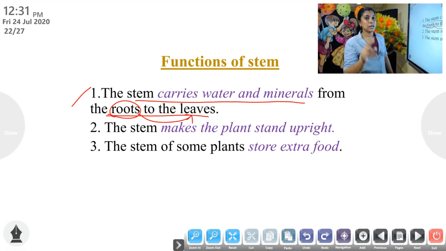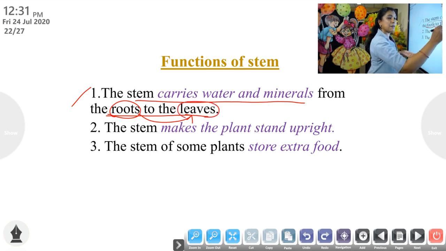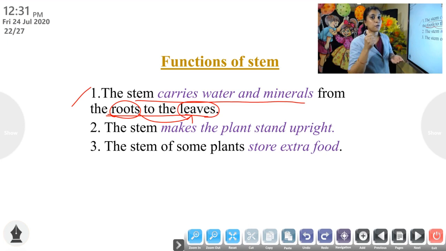You learned that the roots of the plant absorb water and minerals from the soil, right? Roots absorb water and minerals from the soil, and from the roots the stem carries that water and minerals to where? To the leaves. For what? For preparing food. You learned that leaves of the plant prepare food, right?